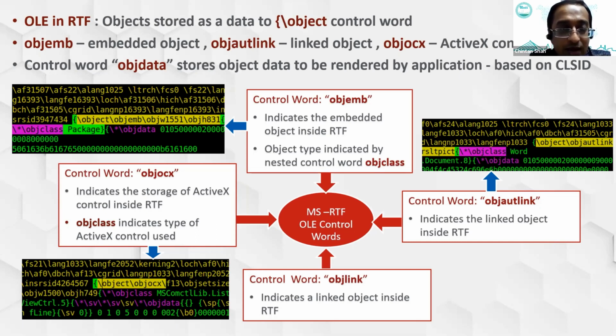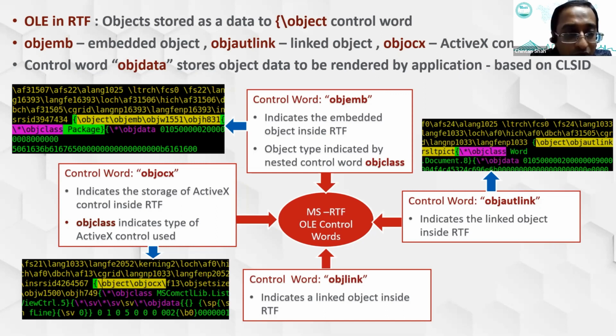The other important object is OBJ OCX, which indicates that there's an ActiveX control embedded inside the RTF file. If it's a link object, as I said previously, it will be the object control word followed by the OBJ auto link control word. It could be OBJ link as well. So these are some of the important control words related to OLE, which should be taken care of when we are building an automated classification tool to classify RTF files, because we will need to extract data from all these files, and then we will need to inspect it further.